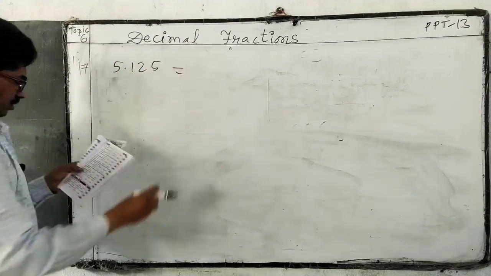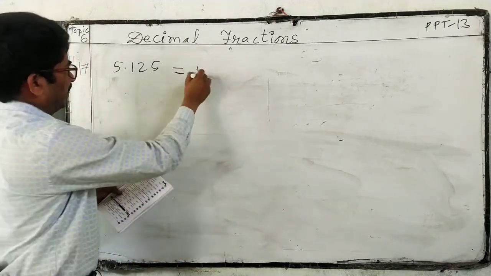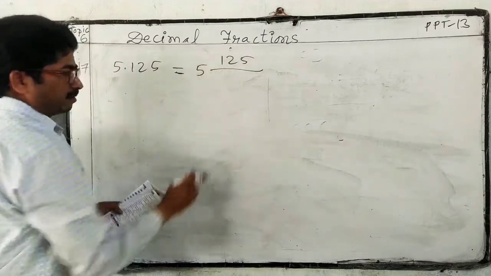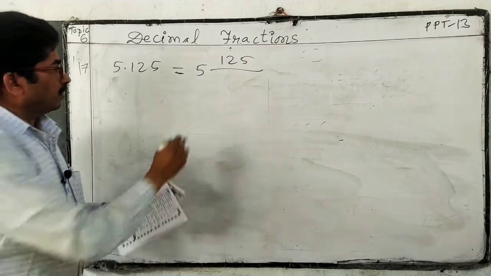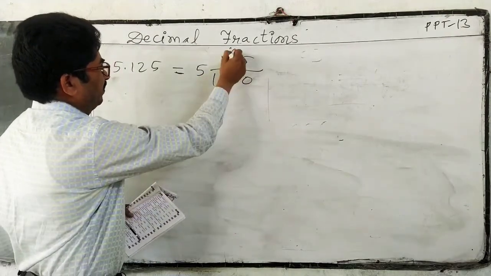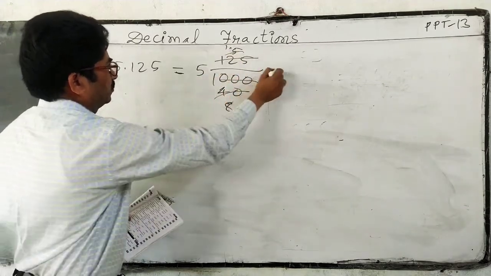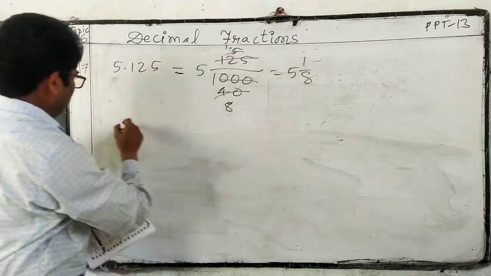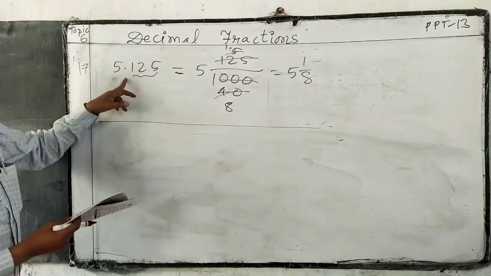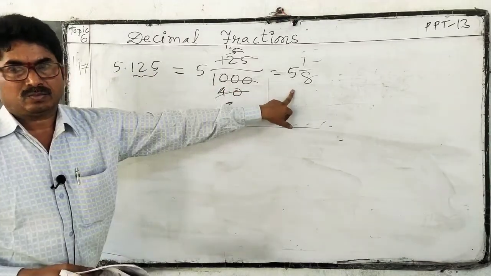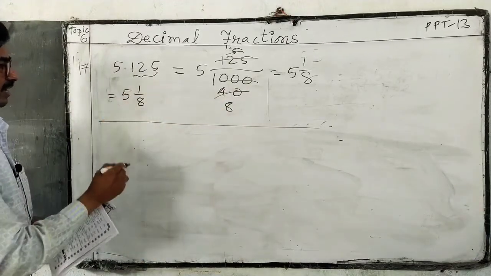5.125 into a fraction: 125 by 1000. 25 fives are 125, 25 fours are 100, so 1 by 8. So 5 1 by 8 is the answer. We know 0.125 is 1 by 8, so that's why 5 and 1 by 8.